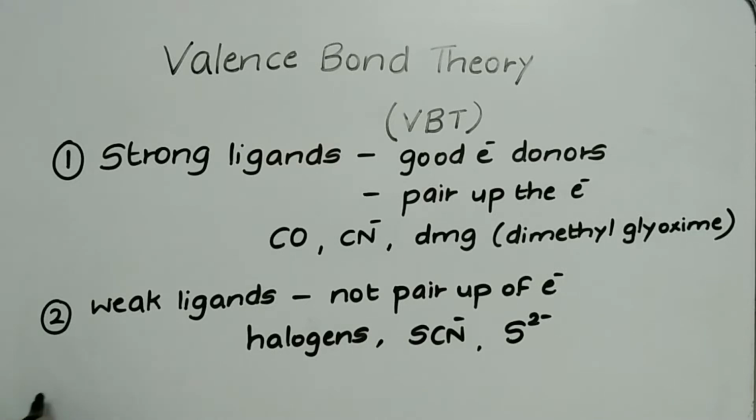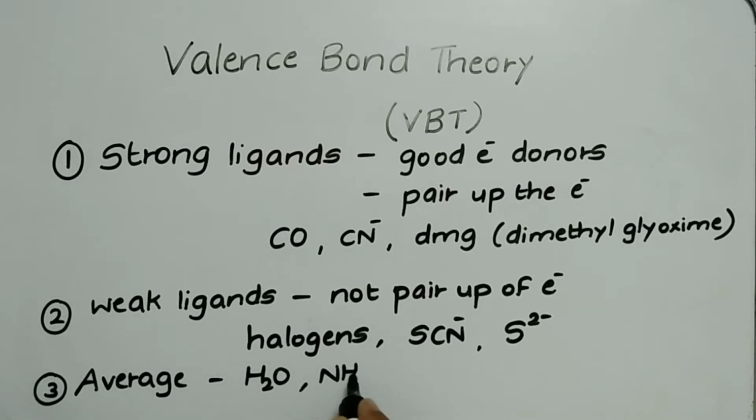Ligands are also considered as average ligands. We will check that also. Average ligands are those which can act as a strong ligand and also as a weak ligand, correct. So, the examples are water, NH3, NO2 minus, OH minus, NO, correct. So, these are the average ligands.